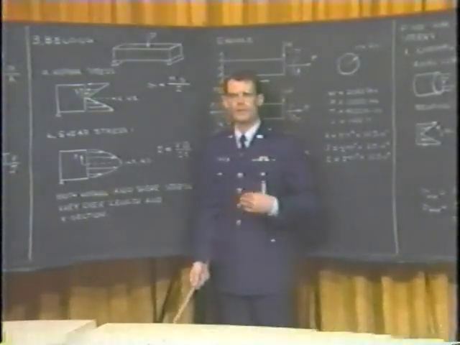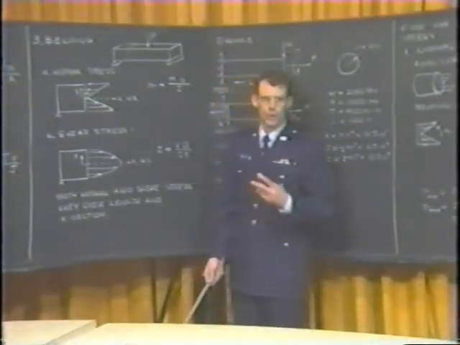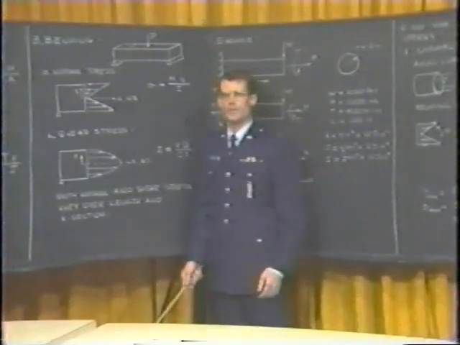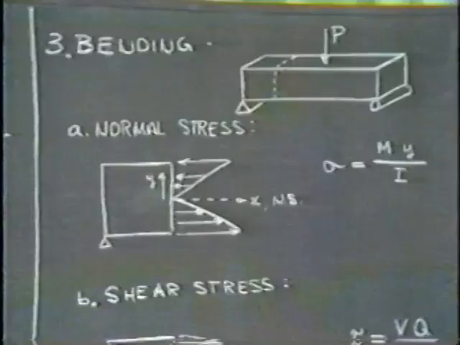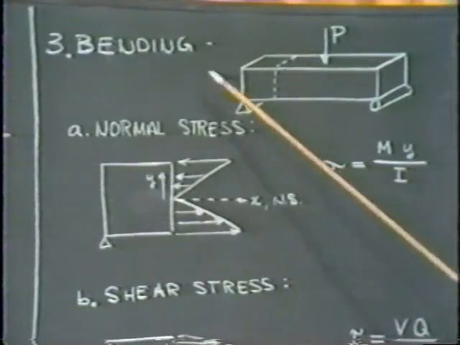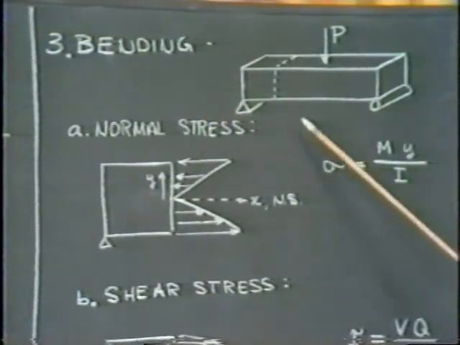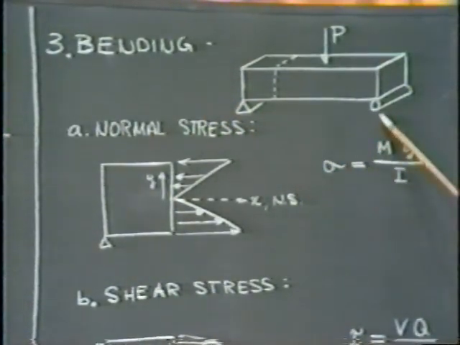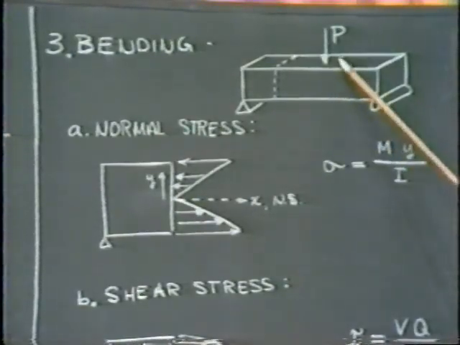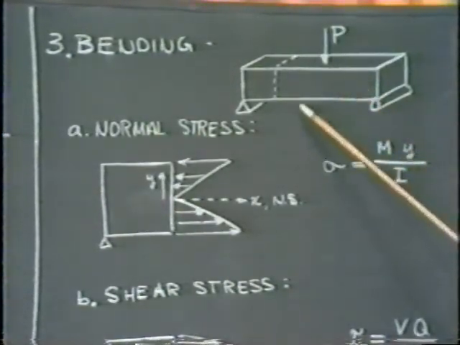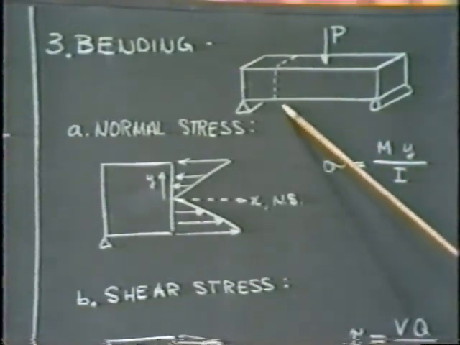As you remember, bending causes both kinds of stress, normal and shear. Let's look at each one separately. Under a bending load here, I've given ourselves an example. Here's a simply supported beam under some centrally applied load P. Let's cut this member here on the dotted line to expose the normal surface.